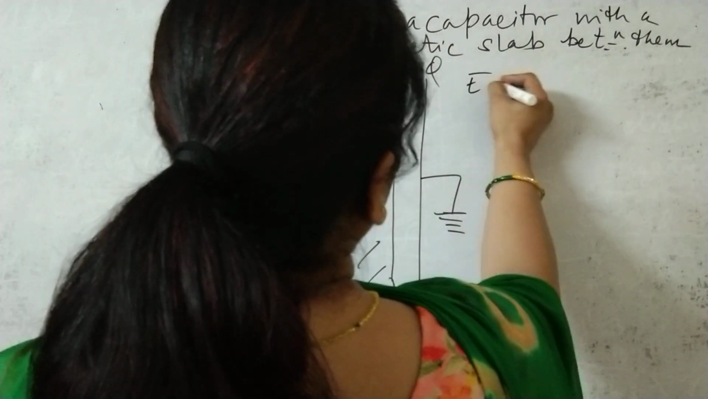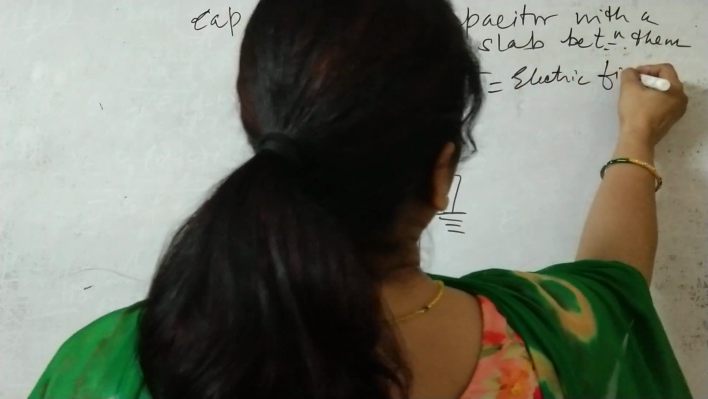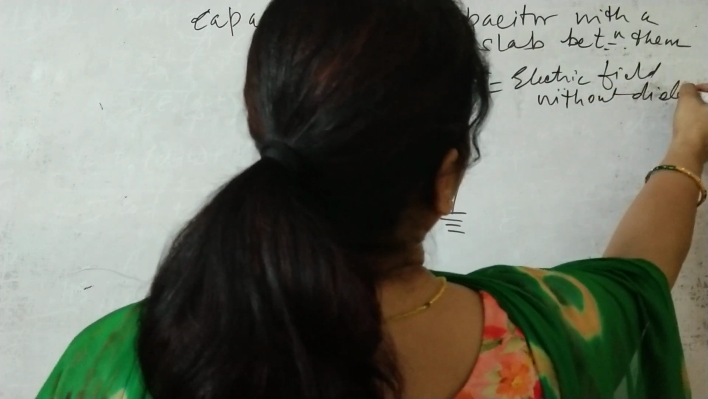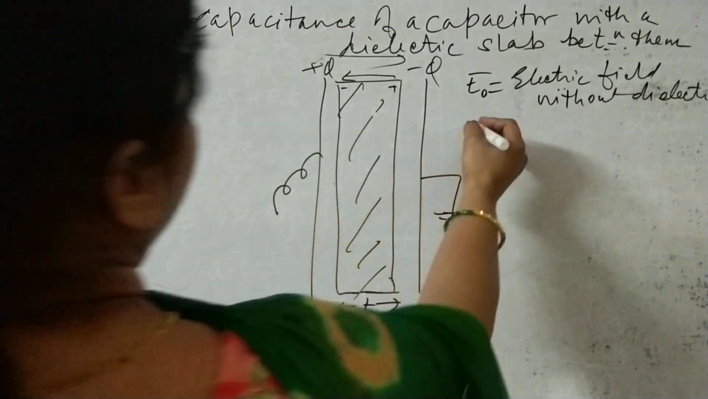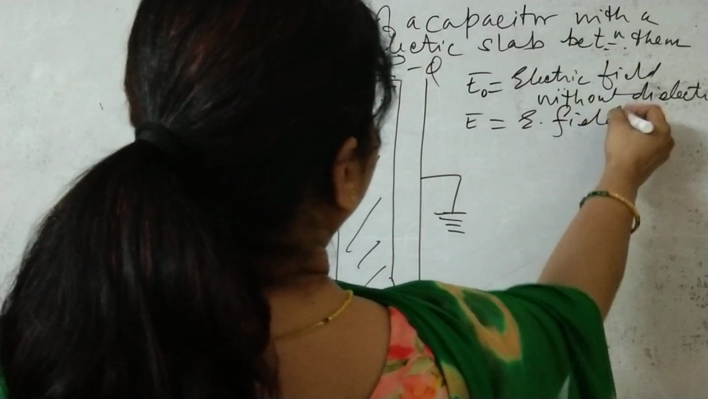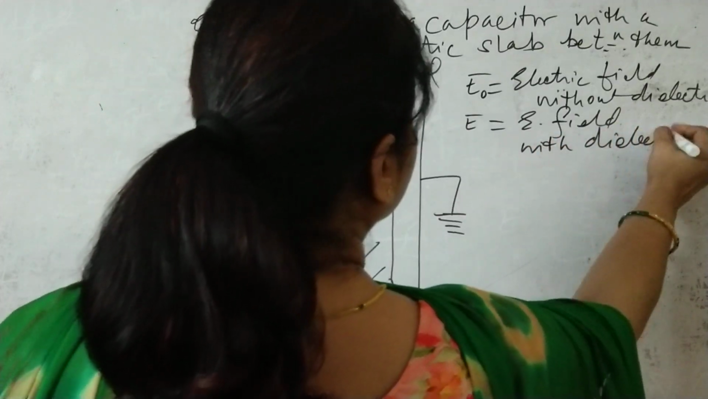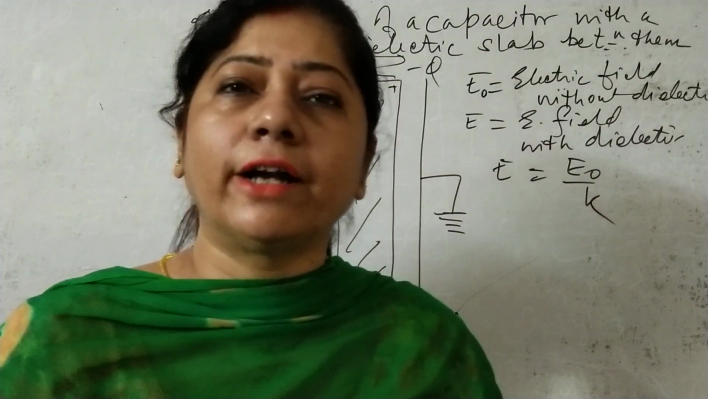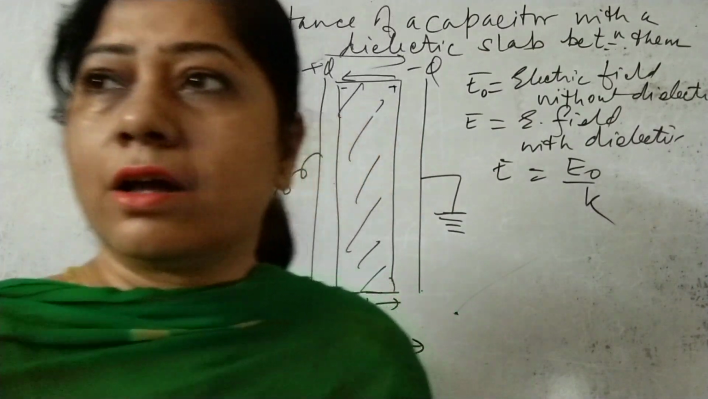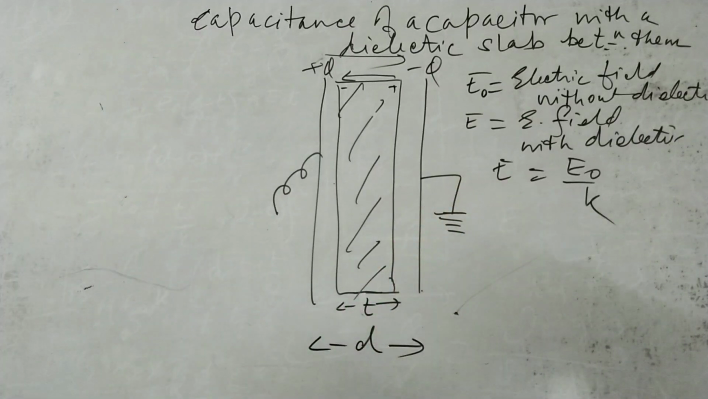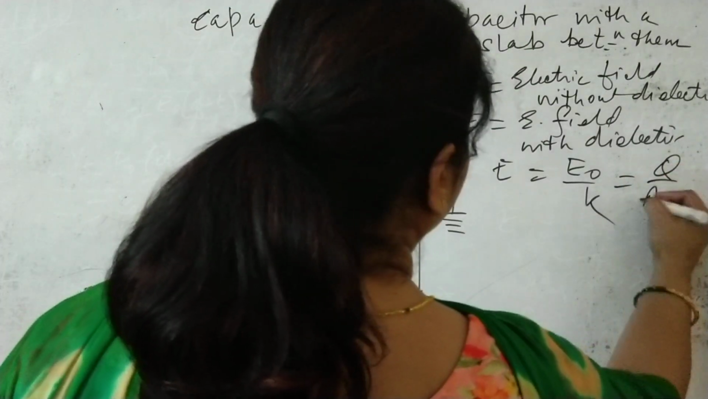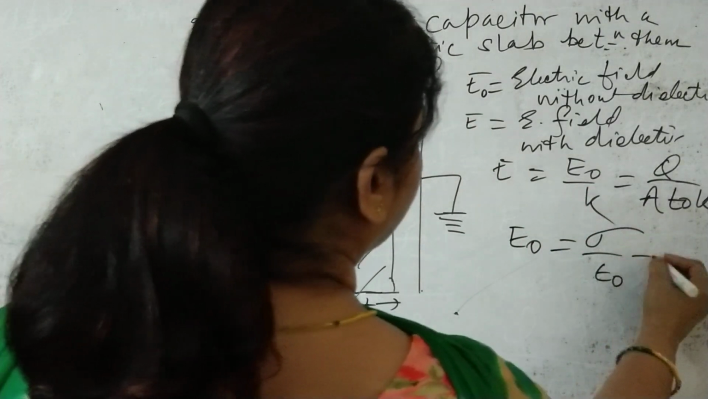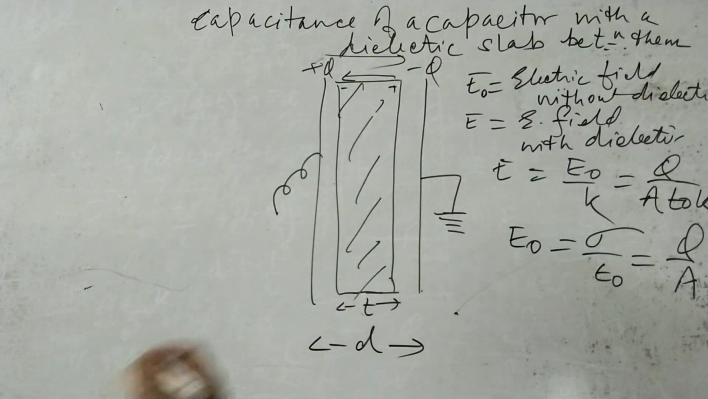This is the reason that if I take E naught as the electric field without dielectric, meaning where there is no dielectric, and E as the electric field with dielectric, then E is equal to E naught by K. Now E naught is the original electric field, equal to sigma by epsilon naught, where sigma is Q by A. So we got that relation.